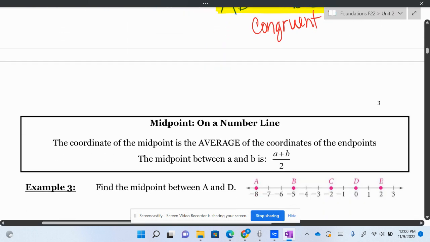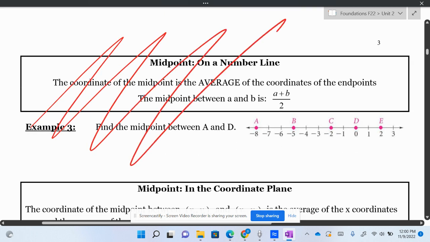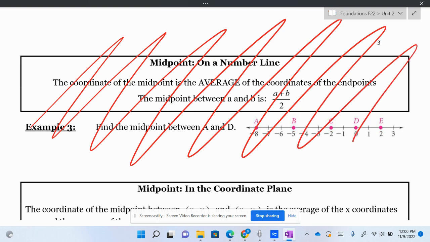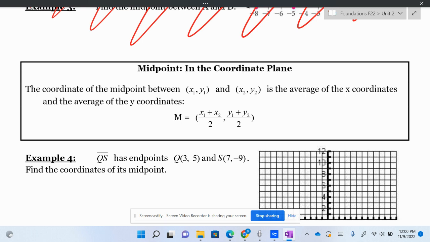Okay, here we go. Listen up. So we're not going to do midpoint on a number line because that's very basic. You don't need that. We're going to go right here to midpoint on a coordinate plane. So remember, a coordinate plane is like the XY axes, right?